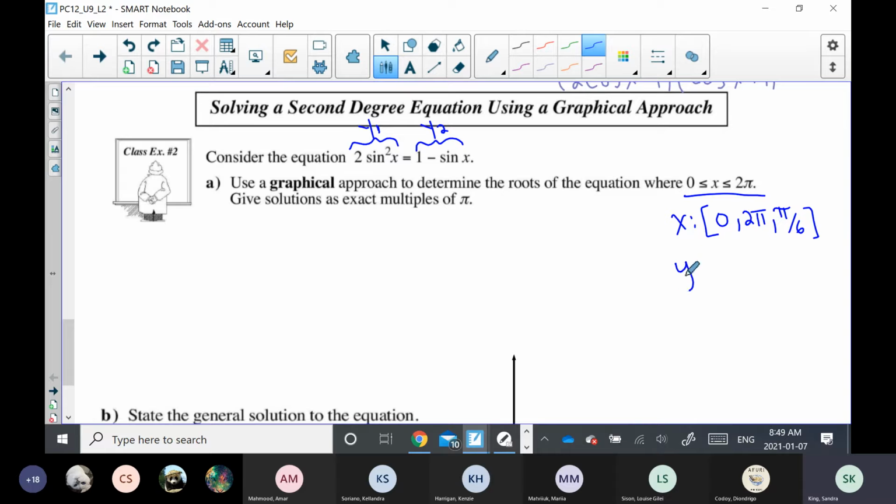For my y's, now a sine graph goes from 1 to -1. So what you want to do is extend your window above 1 and below -1. We could adjust our window if it doesn't look good, but let's try -3 to 3 and then have a scale of 1. So take out your calculators. Let's punch this into y1. Let's punch this into y2. And let's use this as our window. And we're going to check what the intersect is for our answer.